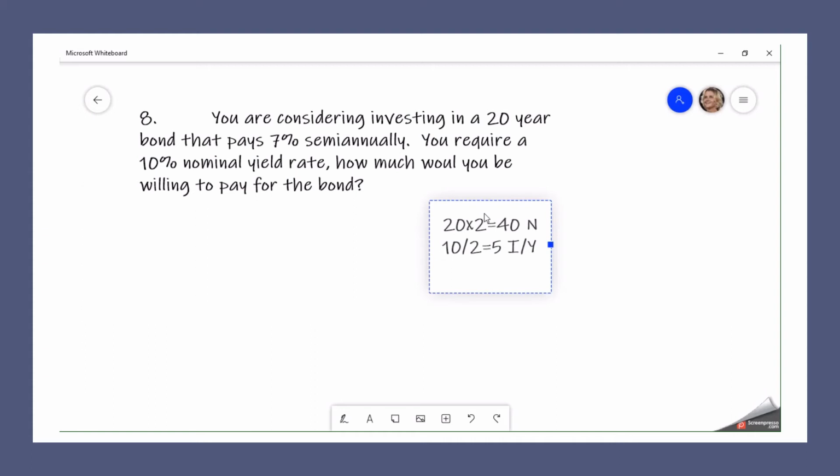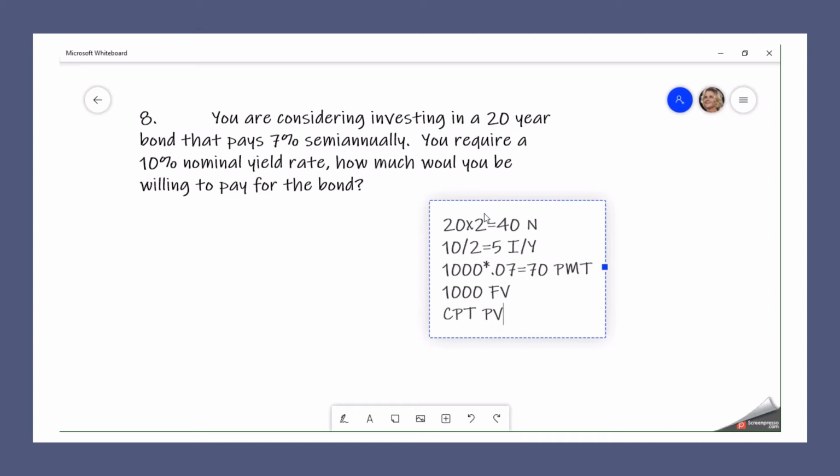It is paying 7% annually. So again, bonds are always $1,000. So the $1,000 times the 7% is going to equal the $70, and that is our payment. Our future value is always $1,000 because bonds are always issued in $1,000 increments. So then we will compute our present value of that bond. So 40 is our N, 5 is the IY, $70 payment, $1,000 future value, compute the present value.